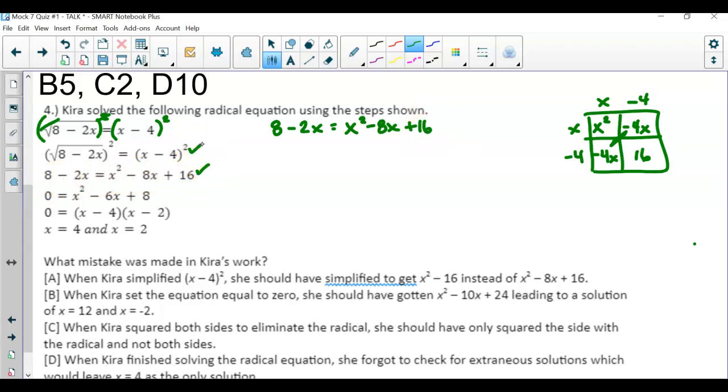So far, so good. However, when solving a quadratic, it has to equal 0. So I'm going to subtract 8, line up the like terms, and add 2x.